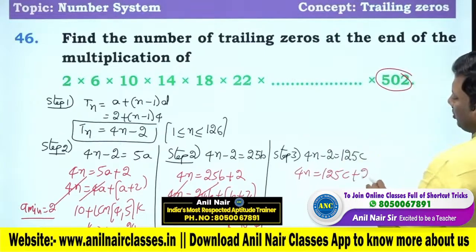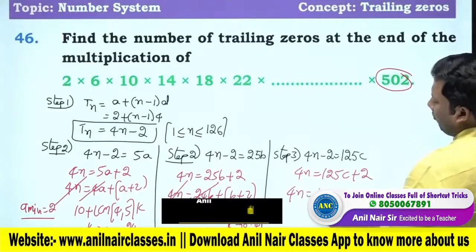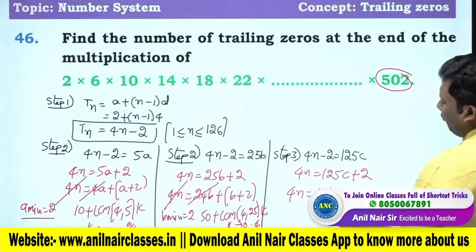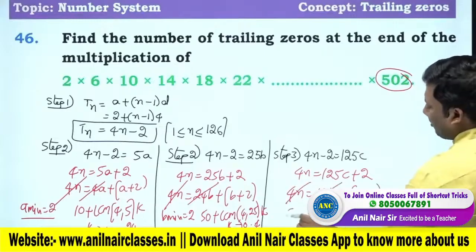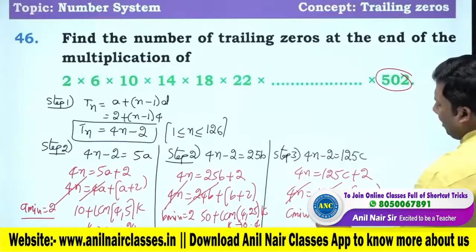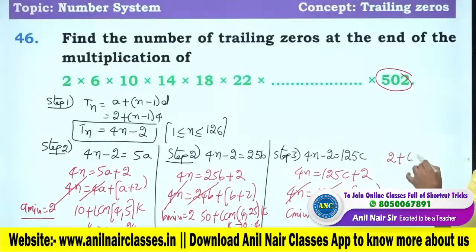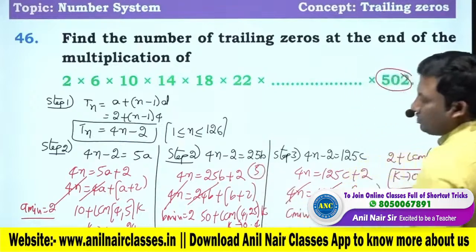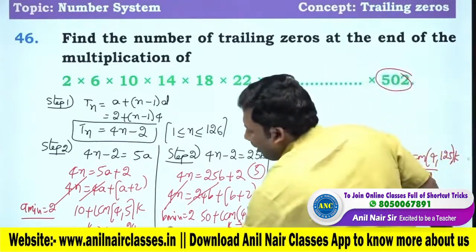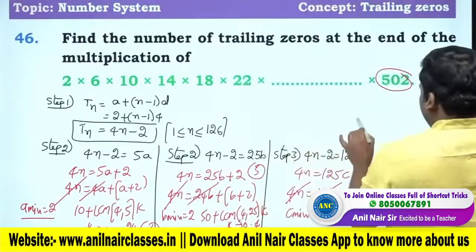4n equivalent to 125c plus 2. So this will become 124 plus c plus 2. Divisible by 4. C minimum should be 2. So 2 plus LCM of 4 comma 125 into k. K can be 0 or 1. 0, 1, there are 2 values. 0 to 4, there are 5 values. 0 to 24, there are 25 values.